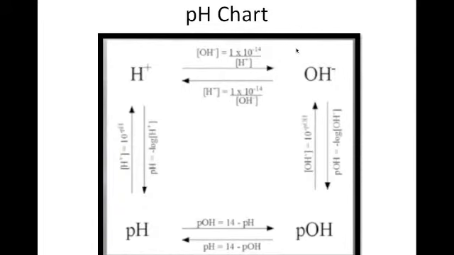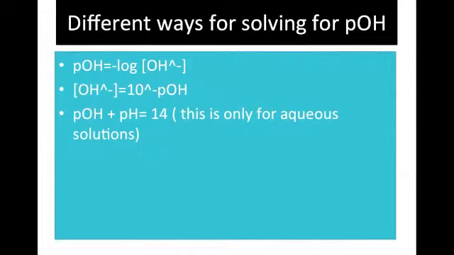Okay, this is the pH chart we'll be using to solve the problem, and we'll be using pH to pOH and OH to pOH. The different ways for solving pH that we'll be using is pOH equals negative log OH, OH equals 10 to the negative pOH, and pOH plus pH equals 14, and that's only used for aqueous solutions.